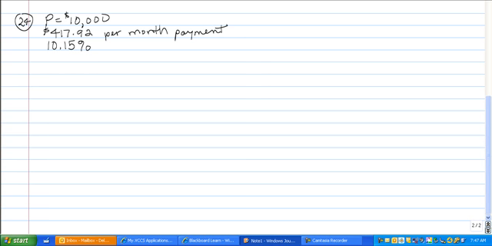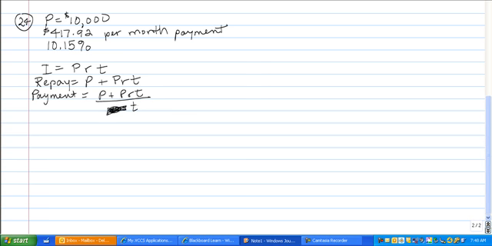So what we don't know is the time. The interest would be principal times rate times time, and the amount repaid would be principal plus principal times rate times time. And the payment is going to be that divided by the number of months. So we'll say time in years is t, and time in months is going to be 12 times t. So if it's 5 years, it's going to be 60 payments, and so forth.